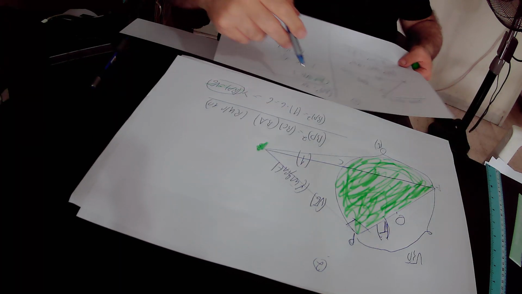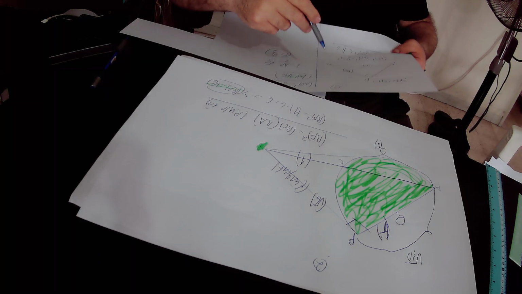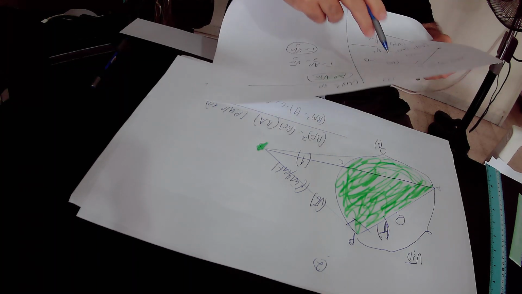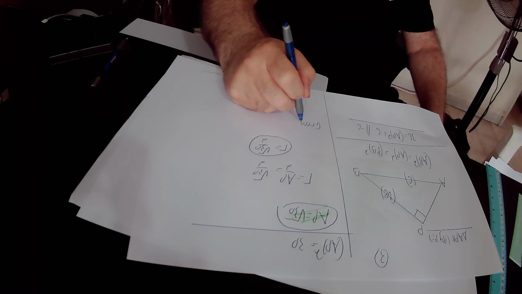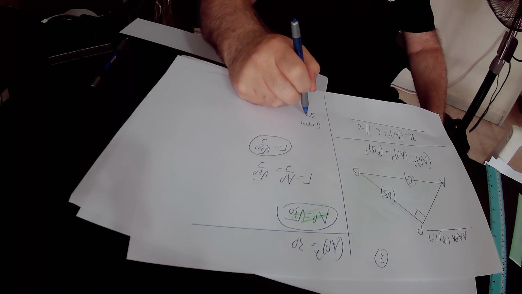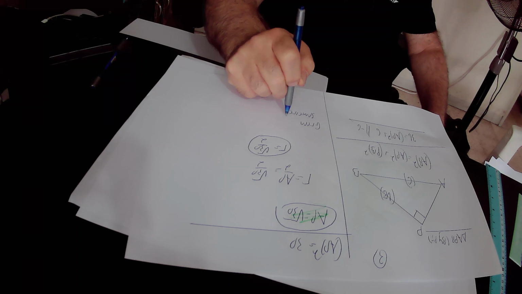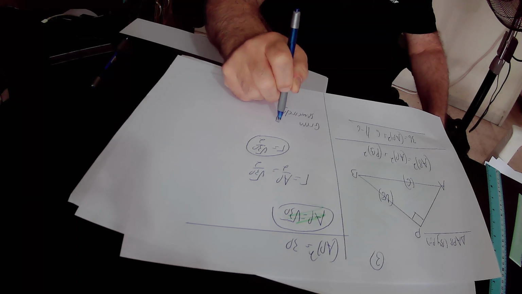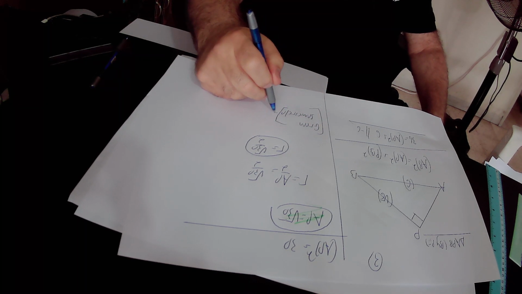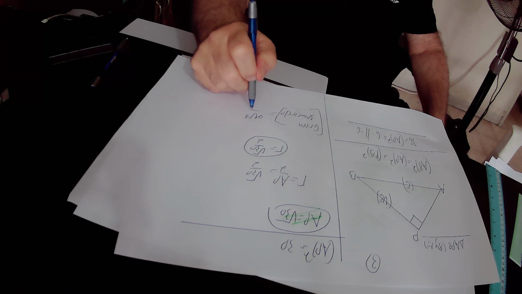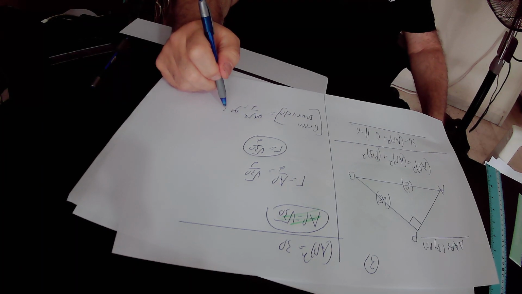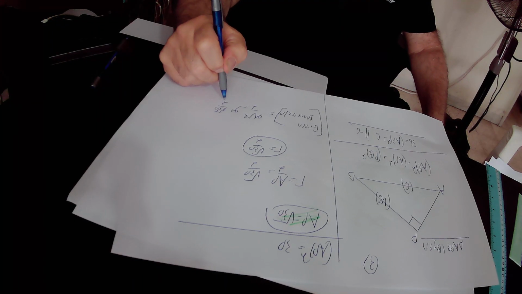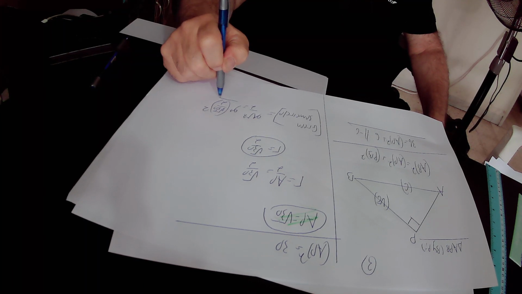Again, our mission is to find the area of this green semicircle, and the area of this green semicircle equals pi r square over 2. So it is pi, r is square root of 30 over 2, therefore r square is square root of 30 over 2 squared, divided by 2.